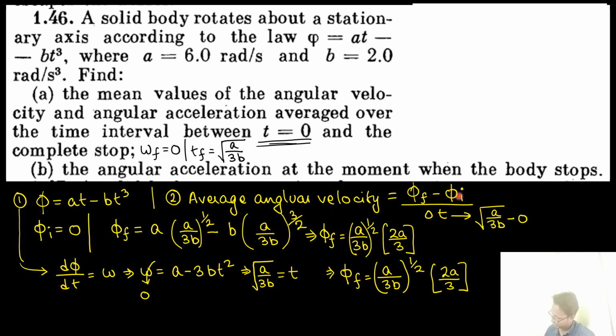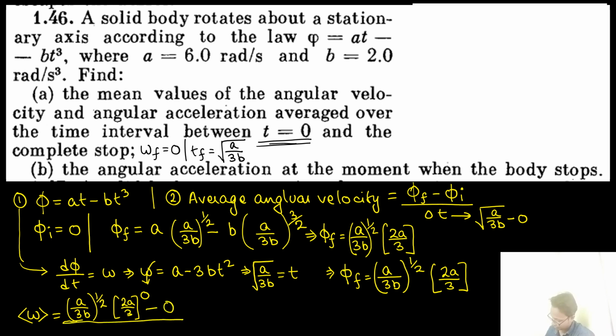And initial angular displacement is nothing but 0, and total time is nothing but this value. So I get average angular velocity. This symbol is nothing but the average angular velocity, which is equal to theta final. What is theta final? (a by 3b) to the power 1 by 2 into 2a by 3, minus theta initial. Theta initial is nothing but 0.